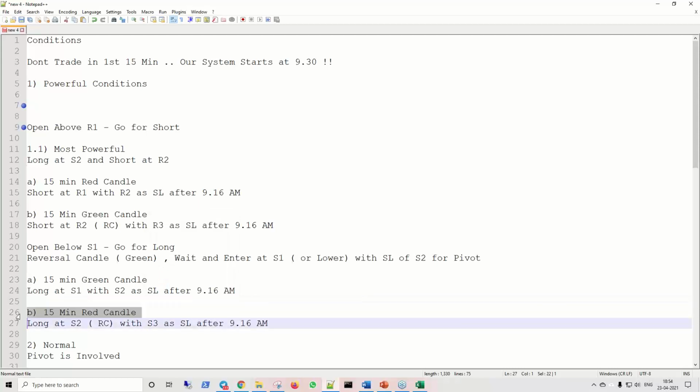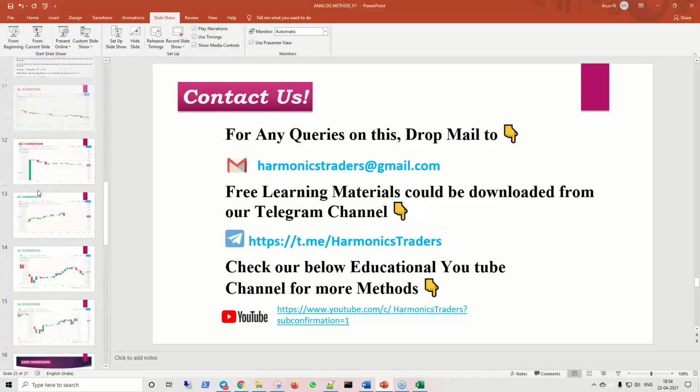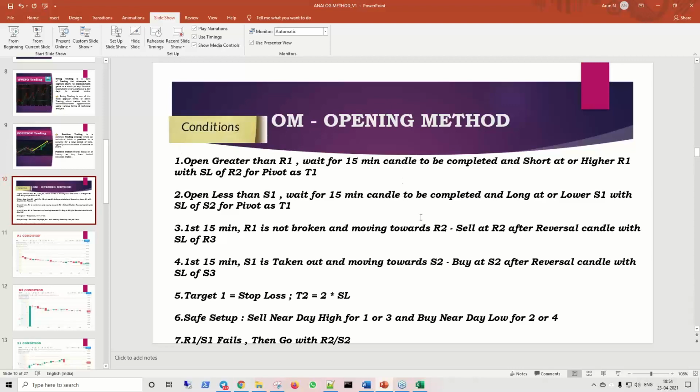Once again, this is the most powerful thing. Likewise, this is the most powerful thing. So one B and this B, these are the most powerful things in the entire setup. Okay. So overall, what are the conditions we have? Just check here. So we have these many conditions.